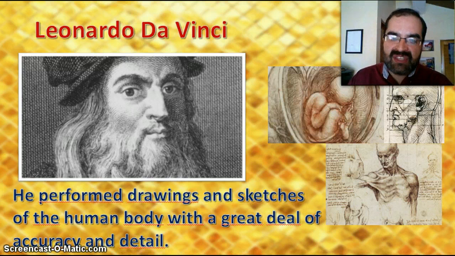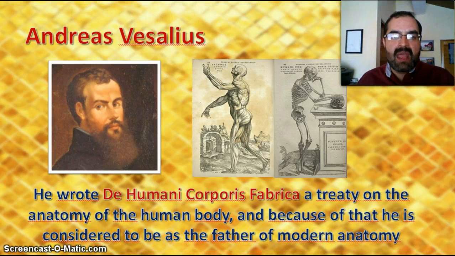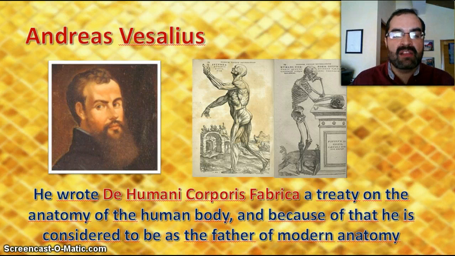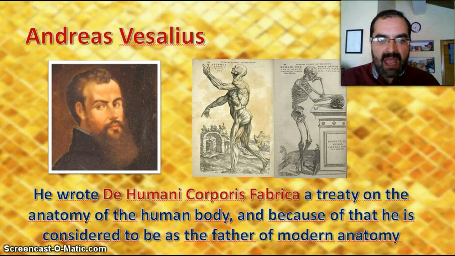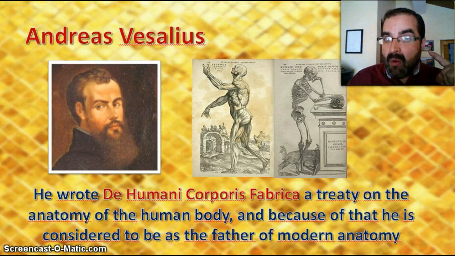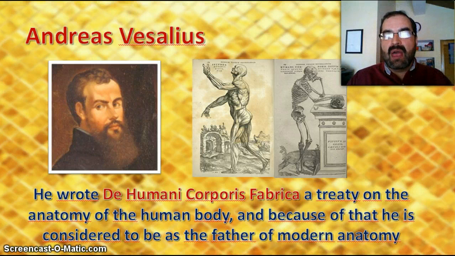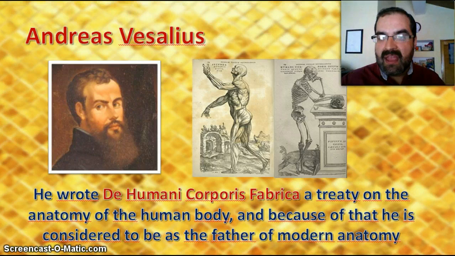Now we have Leonardo da Vinci. He made drawings and sketches of the human body with a great deal of accuracy and detail, and we also saw one of his works with the Vitruvian Man. Let's continue. Andreas Vesalius. He wrote a treatise on human anatomy called De Humani Corporis Fabrica. He is considered to be the father of modern anatomy. Watch it, father of modern anatomy, because of this book or treatise he wrote, and he also prepared lots of sketches, as you can see in this picture.